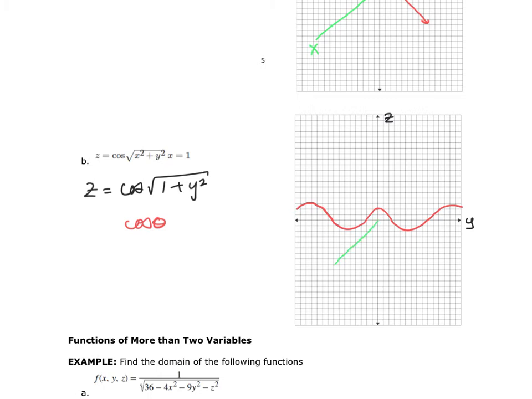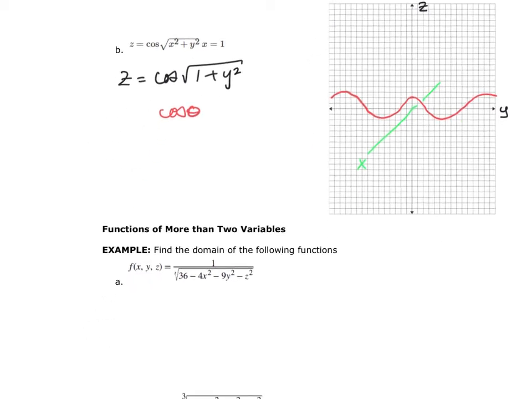Now, again, I am actually looking at the trace at x is equal to 1, so the plane. So on the plane, which is x is equal to 1, the trace would be this cosine wave.